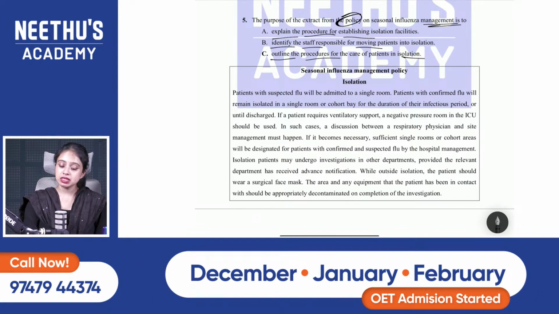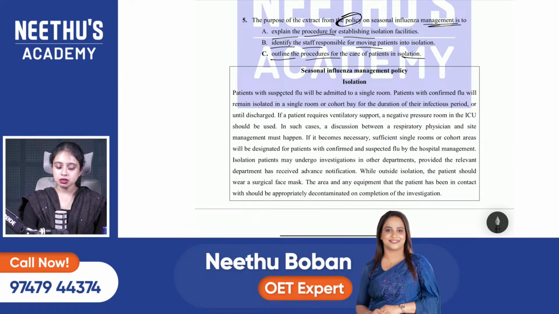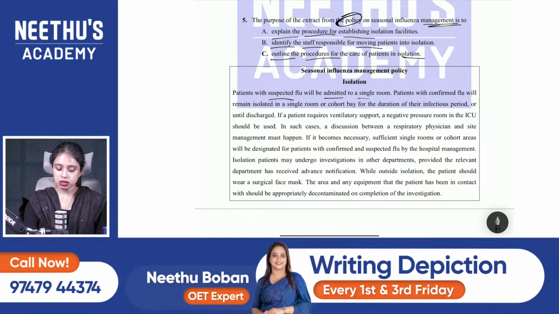And the paragraph, seasonal influenza management policy, isolation. Patients with suspected flu will be admitted to a single room.